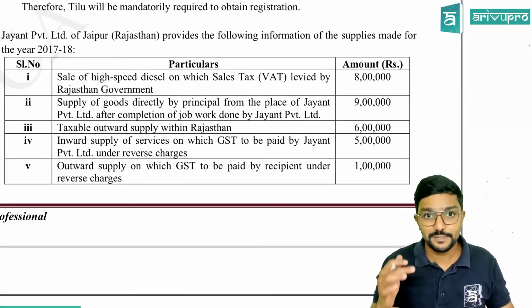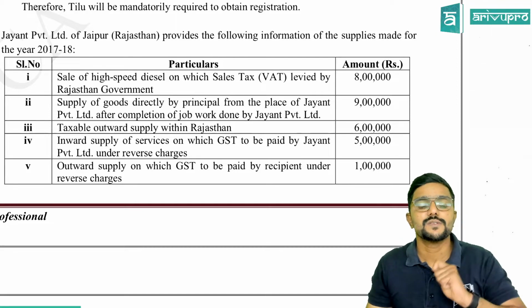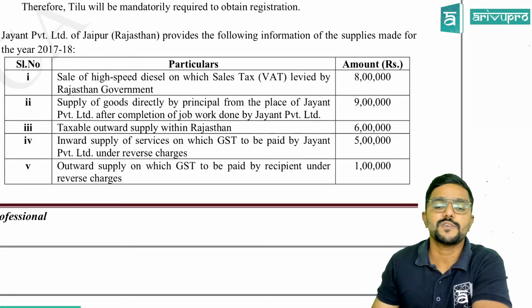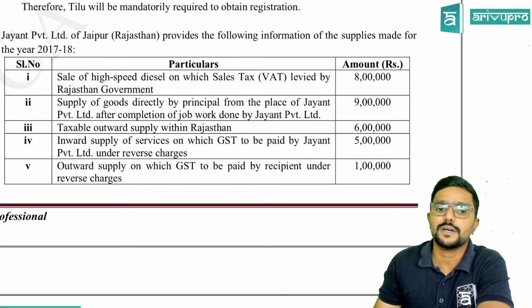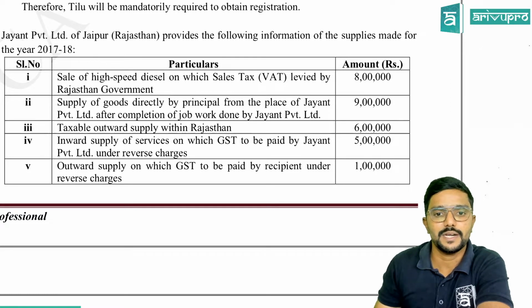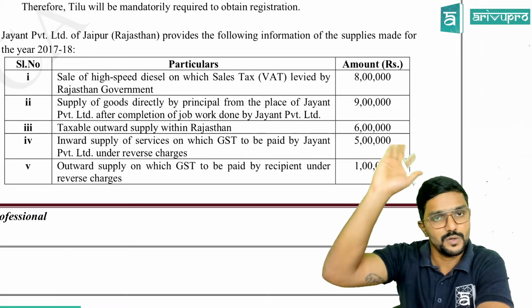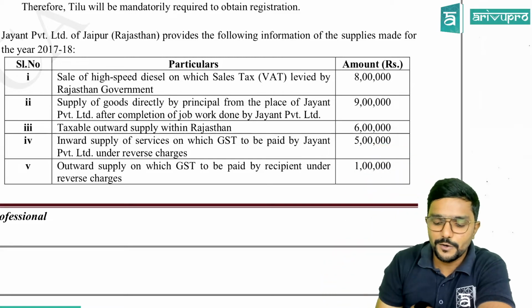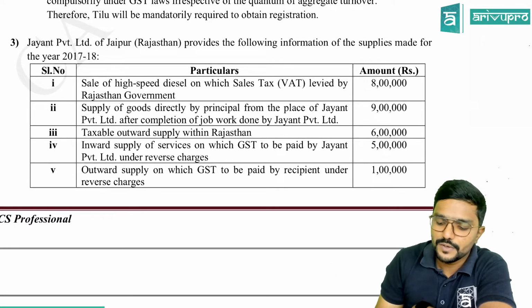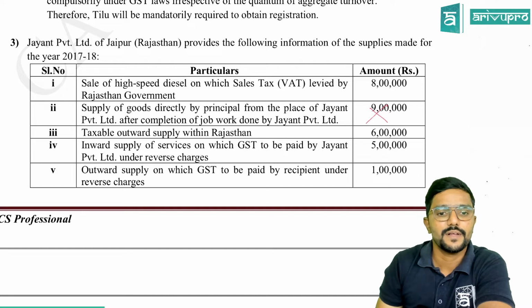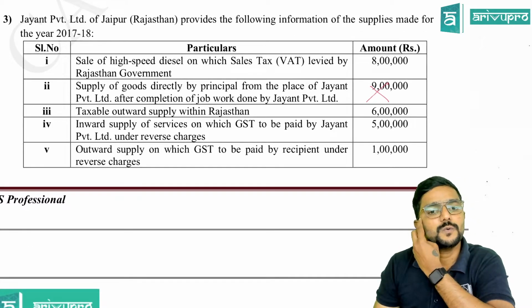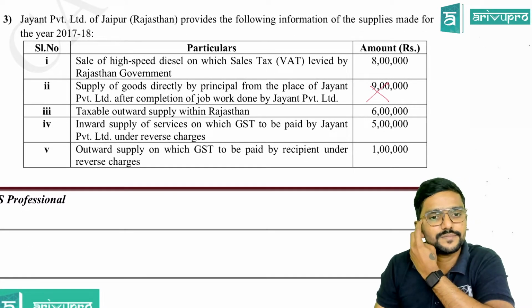Supply of, there is an explanation for this. So supply of goods directly by the principal from the place of Giant Private Limited after completion of job work done by Giant Private Limited. As per the explanation given to section 22, this should not be added to the turnover, guys. So this should not be added. Next, taxable outward supply within Rajasthan should be added.